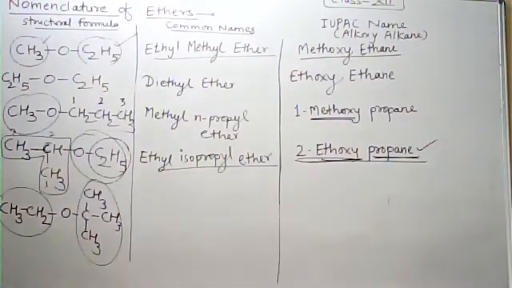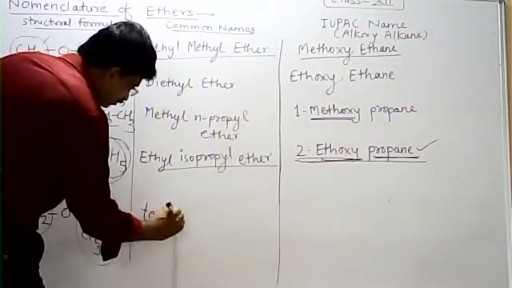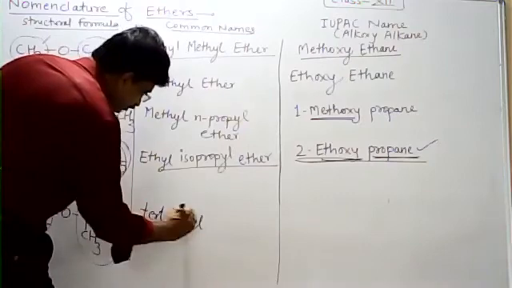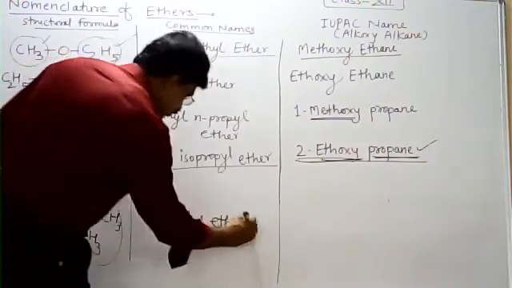So what is the common name? This is tertiary butyl group and one is ethyl group. E is there, ethyl. Tertiary butyl ethyl ether.